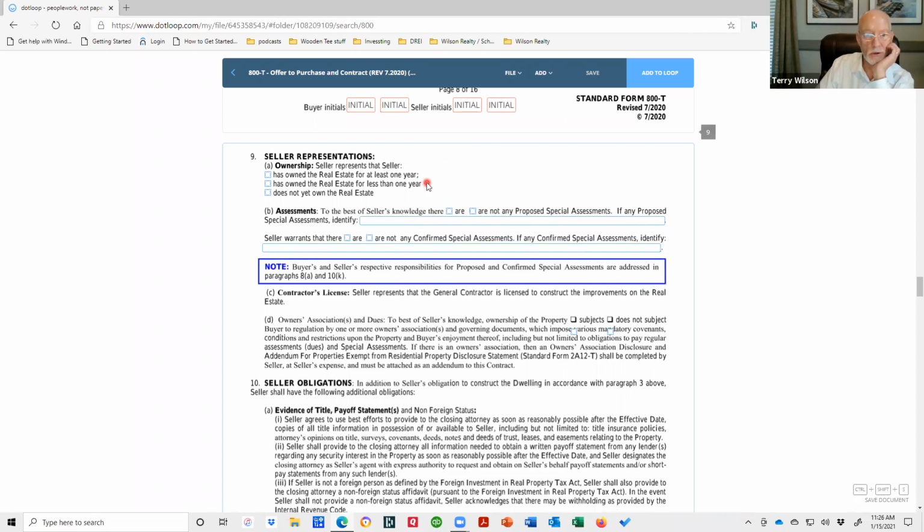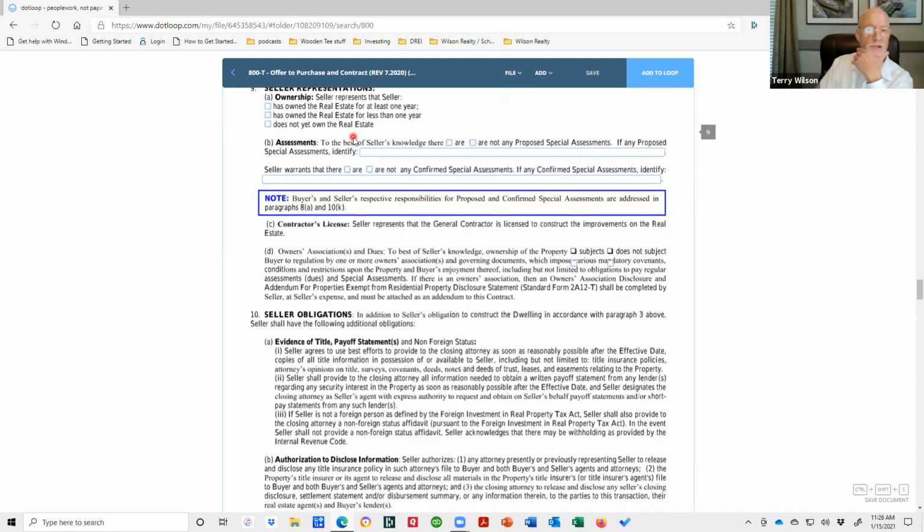Buyer can show you their closing disclosure. Seller has owned the property for less than a year, more than a year, or they don't yet own the property. Seller acknowledges that there are no proposed special assessments.